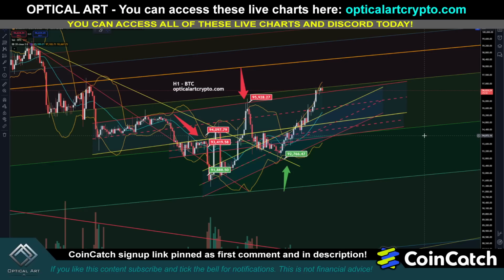Parallel channels are probably the best tool. I mean, trendline first, parallel channels, and then fib channels. But again, I'm going to teach you how I use these parallel channels to find points to long and short. And we're going to look at some key levels right now.